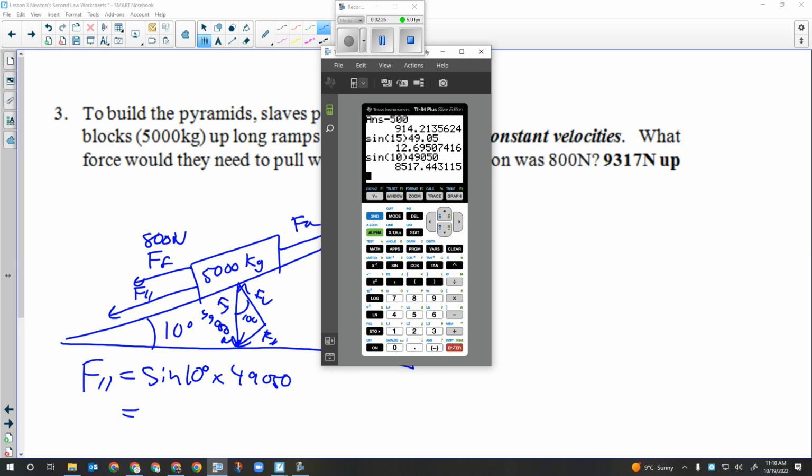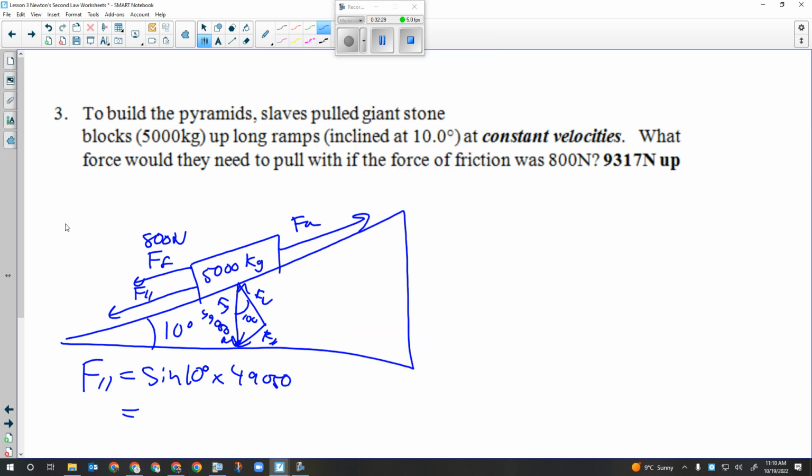Okay, so F parallel is 8,517 newtons. Okay. Since it's moving upwards at a constant velocity, and we've already said that the forces down have to be equal to the forces up, right? That's the only way I get a net force of 0 and get a constant velocity.